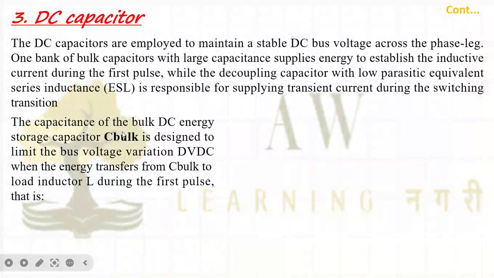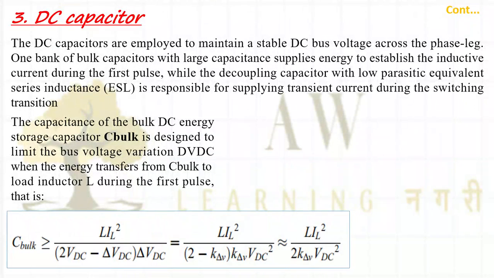This particular bulk capacitor is called C bulk, and the energy storage capacity of C bulk is designed to limit the bus voltage variation when the energy transfers from C bulk to the load inductor during the first pulse. So during the first pulse we need this capacitor voltage to charge and establish the current in the device, right? What is the value of this capacitance we will take?